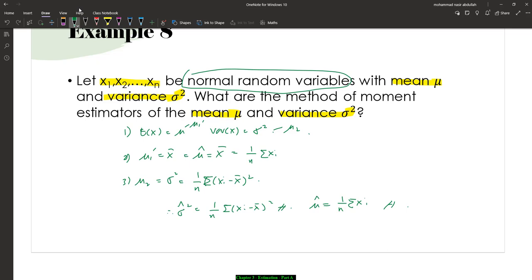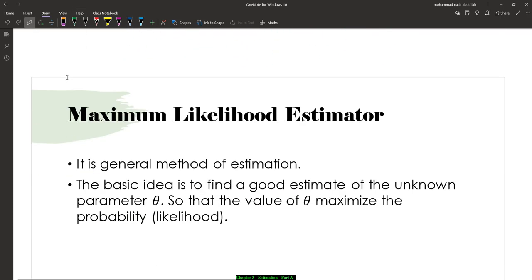So method of moment is very straightforward. First we need to find the first moment about the origin and equate with the sample statistics, and solve the equation. If you have two parameters, find the second moment about the mean, equate to the sample statistic and solve the equation. Very simple method. Next class we will look into maximum likelihood estimator, which is a very general method for estimation and widely used for many statistical models. So I think that's all.